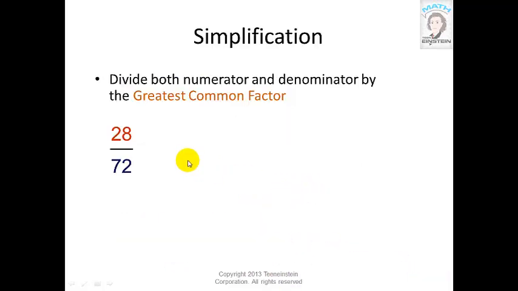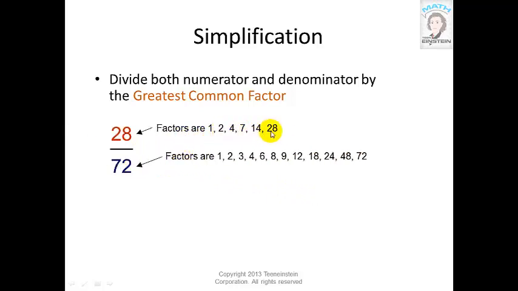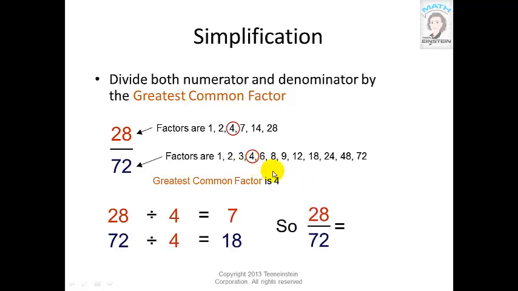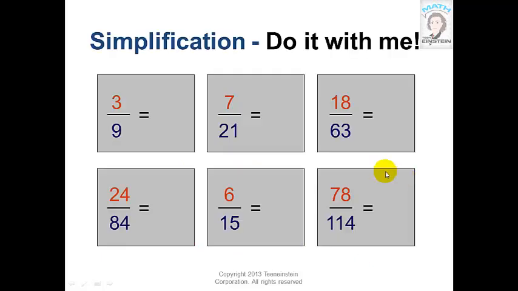Now we go back to our 28 over 72. So here are the factors of 28, the factors of 72. So 4 is a common factor here. So divide by 4, and both numerator and denominator are reduced to 7 over 18. So the fraction is simplified here. It's called the least form. There is no common factor between 7 and 18. It's called the least form of a fraction.